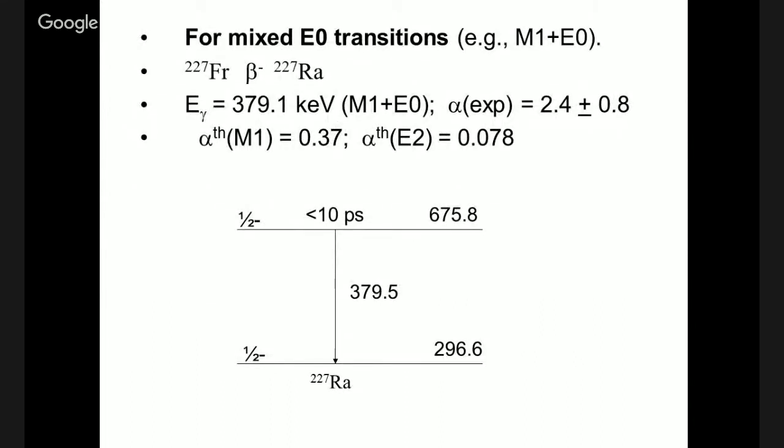Mixed E0 transitions, for instance, we do give those if they are precisely measured. Look at this one, 2.4 plus minus 0.8. The theoretical ones, M1, E2, are totally different. It's because they have E0s.